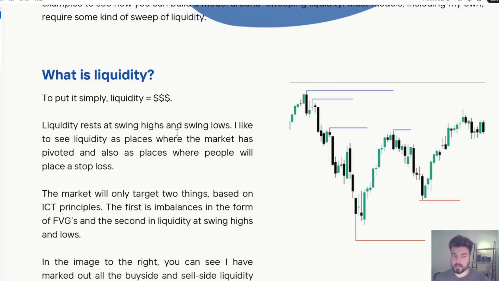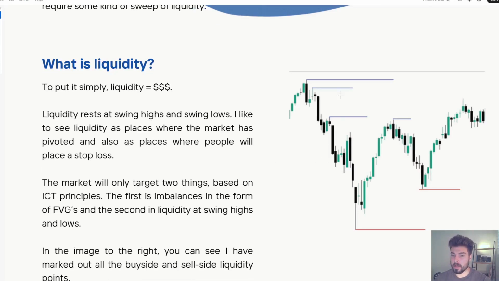Liquidity rests at swing highs and swing lows, either one. So I've marked out some swing highs here with blue and some swing lows in red. That is where liquidity rests. Now, what is liquidity? Liquidity is where people, for example, have their stop loss. In the market, when it's trending up like this, say for example people are taking longs and they're holding trades for quite a long time, most people are going to trail their stop loss beneath these swing lows. At the same time, there are people that went short from here and they're going to be trailing their stop losses down above their swing highs.